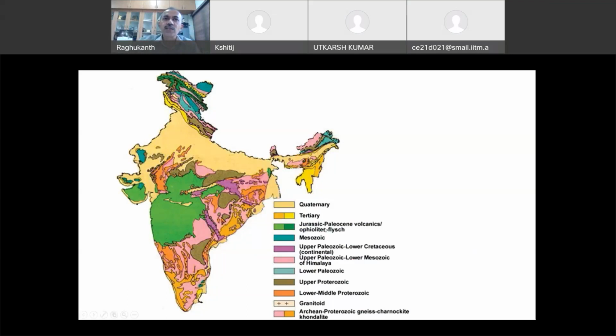Now after Jurassic, we have Mesozoic, Upper Paleozoic. And now where are the oldest rocks in India? What is the oldest rock? Where do you see the oldest rocks in India? Can you read the last one? This is a pink color. So what type of rock is the pink color?